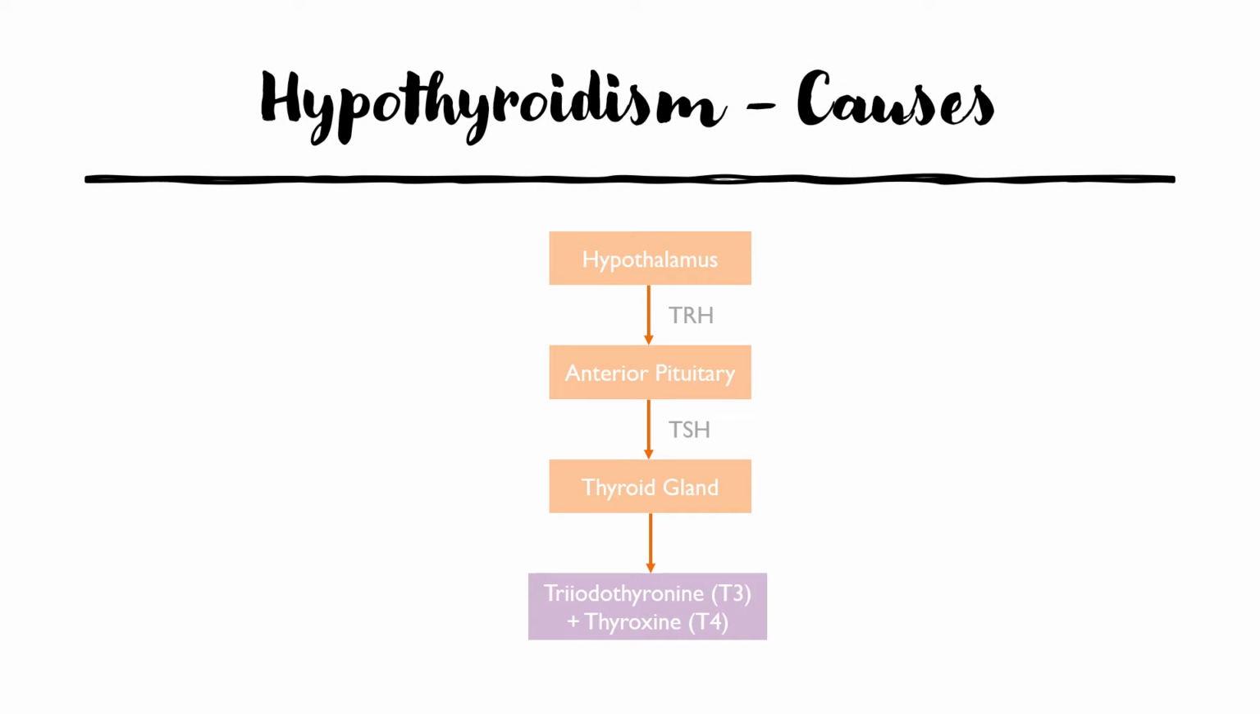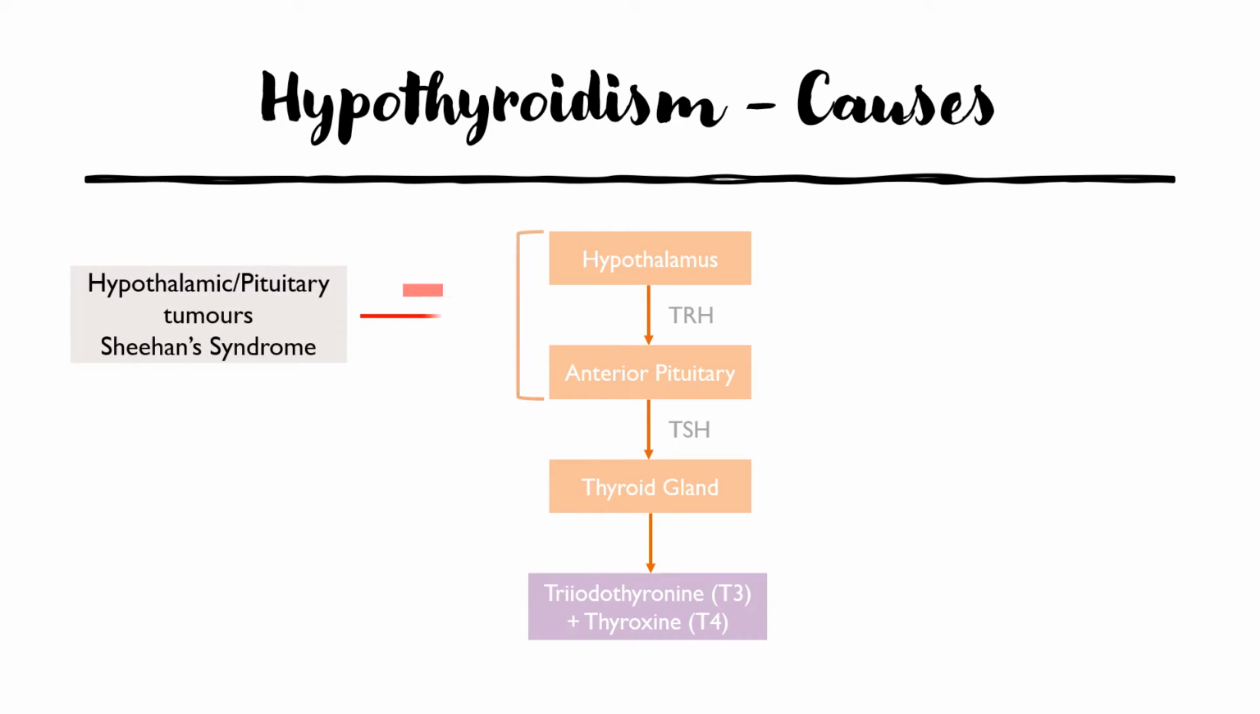So when thinking about the causes of hypothyroidism, you can remember that something can go wrong with each stage of the axis. So for example, there could be hypothalamic or pituitary tumors, which decrease the levels of TRH and TSH, and that causes the levels of T3 or T4 to decrease downstream as well. There's also a condition known as Sheehan syndrome, and in this condition, there's excessive loss of blood following childbirth, and that results in the anterior pituitary gland not receiving enough oxygen, and consequently, it secretes less TSH and other pituitary hormones as well.